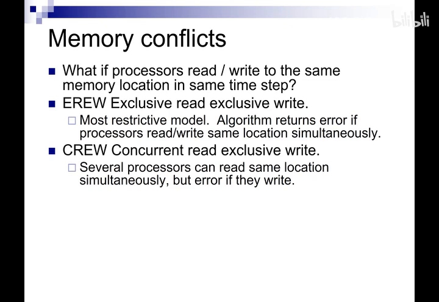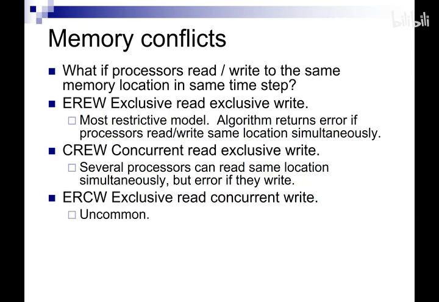So the next model, which is less restrictive, is going to be called the CREW model. And this stands for concurrent read, exclusive write. And so here, in each time step, we allow several processors to read the same memory location. So unlike EREW, we do allow multiple processors to read from the same memory location in a time step. However, we do not allow them to write to the same memory location in the same time step. And again, if they do, then the program is going to crash.